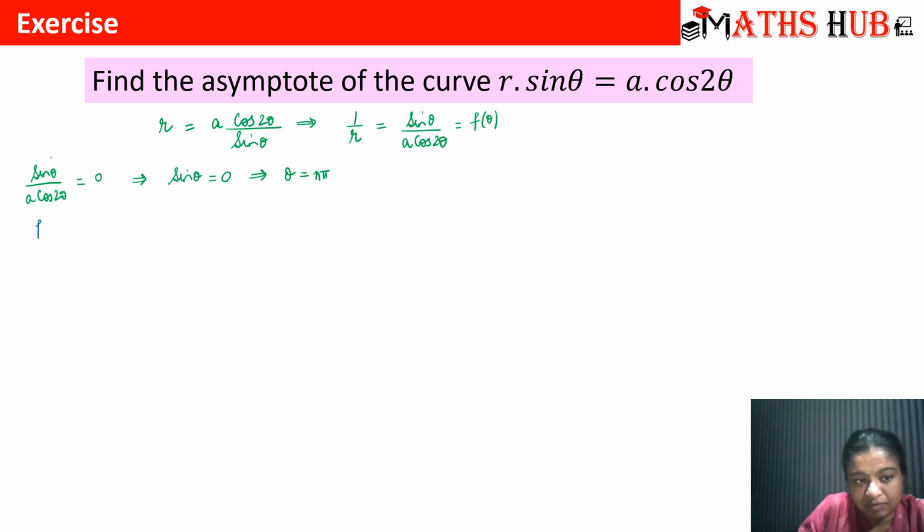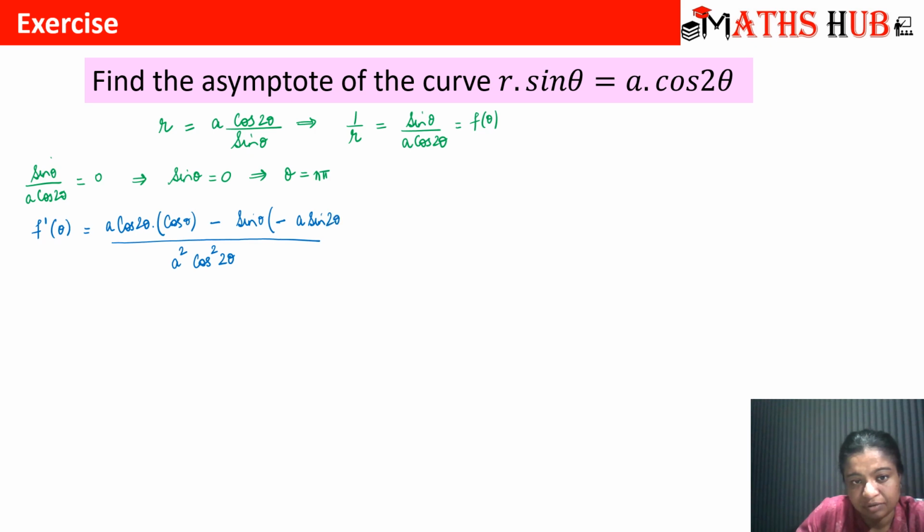So now let us calculate what is f dash theta, because we need to calculate f dash at n pi. So we have to apply the quotient rule. So we take the denominator square, a square cos square 2 theta. We start with the denominator, a cos 2 theta into the derivative of sine theta, which is cos theta, minus sine theta in the numerator, then the derivative of a cos 2 theta, which would be minus a sine 2 theta into 2, right?